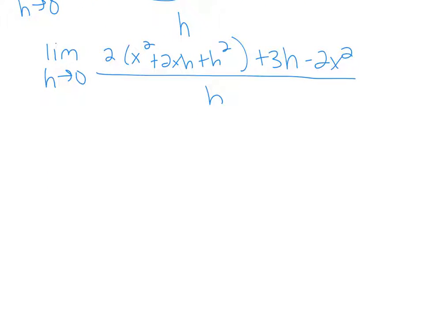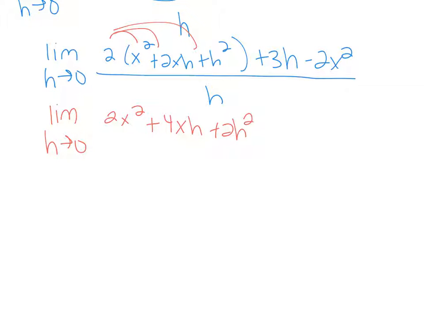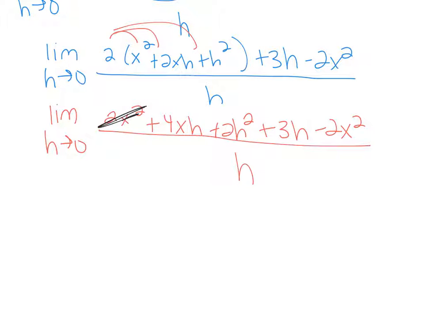What I'm going to do now is distribute that 2. So the limit as h approaches 0 of 2x squared plus 4xh plus 2h squared plus 3h minus 2x squared all over h. And I can cancel out a few things. This cancels out with this. And what I'm left with is the limit as h approaches 0 of 4xh plus 2h squared plus 3h all over h.